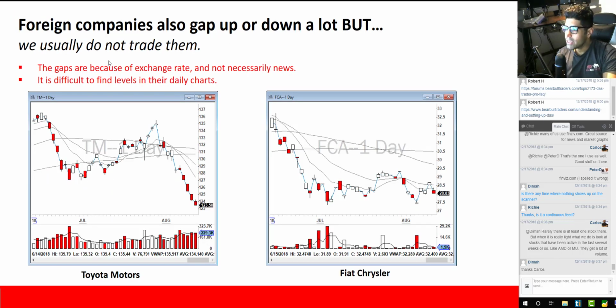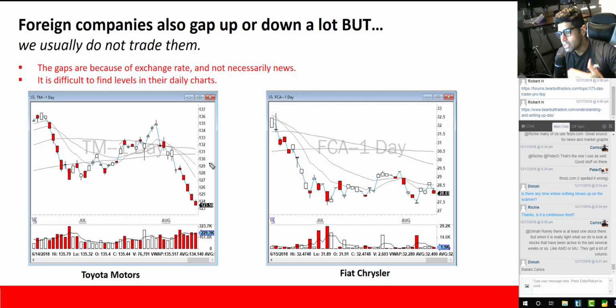Another thing that we should mention, that we don't trade foreign companies. The companies who are actually trading in other exchanges around the world, or they're directly affected by currency exchange and the forex market, we don't trade. They're like Toyota Motors or Fiat Chrysler, examples of that, because every single day you see these stocks are gapping up and down. So Toyota Motor on a normal day, the stock is gapping up and down.